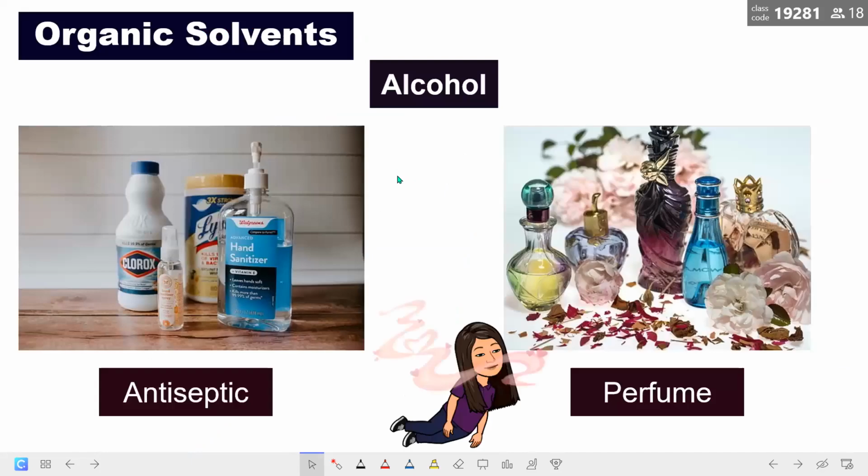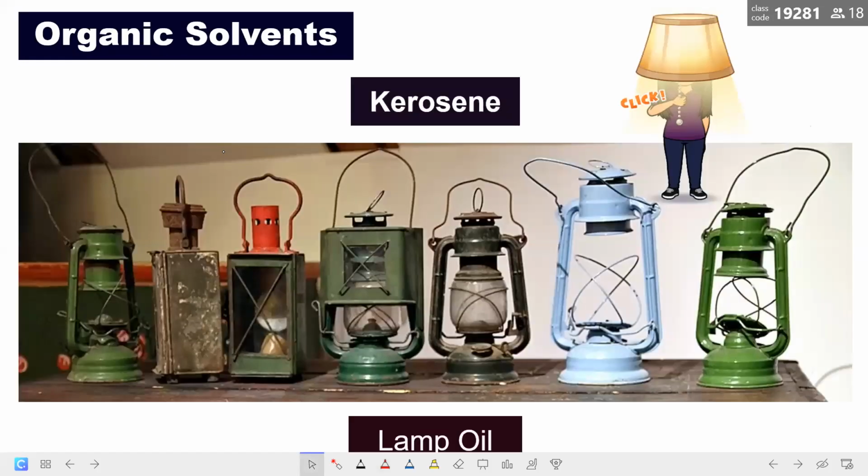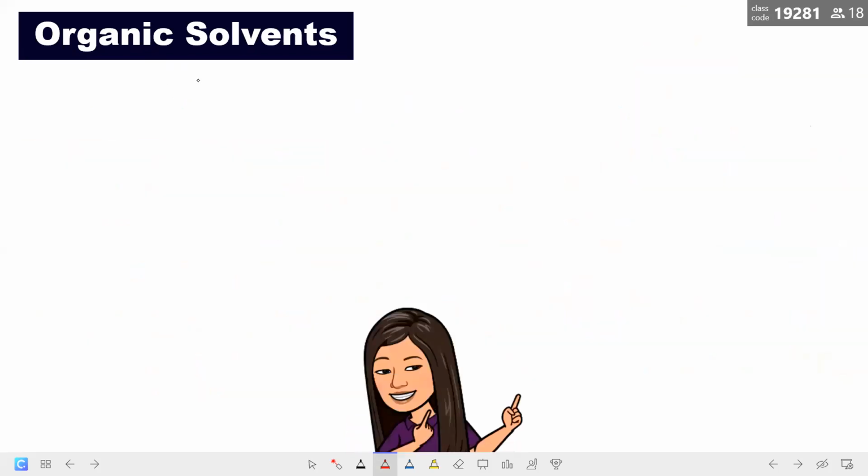Okay, so these are examples of organic solvents, like I told you just now. Alcohol, see, got hand sanitizer here. Perfumes are organic solvents. Kerosene is an organic solvent. I don't know if you know this, but in aeroplanes, you're not using petrol. In aeroplanes, we actually use kerosene. That's your fuel for aeroplanes. Just giving you some extra information here.